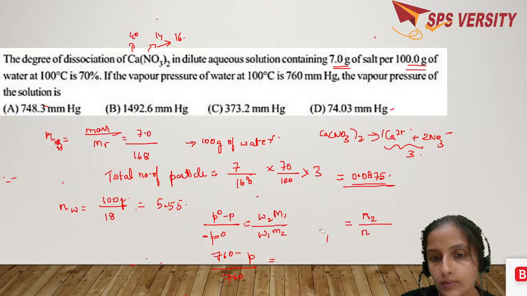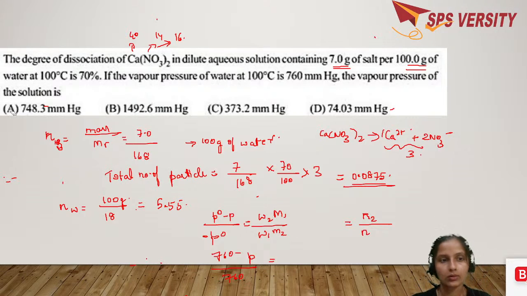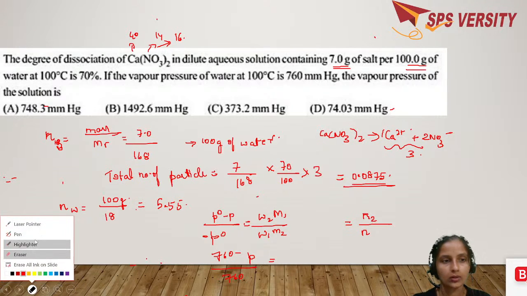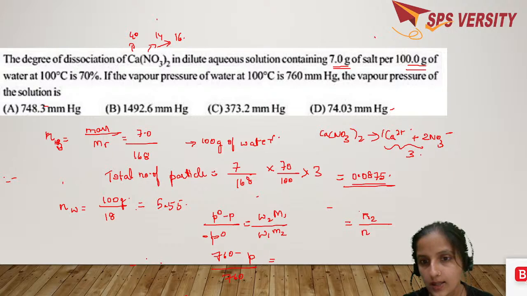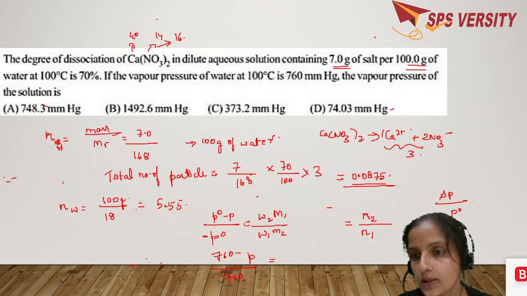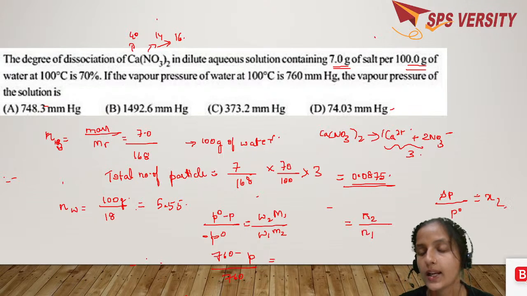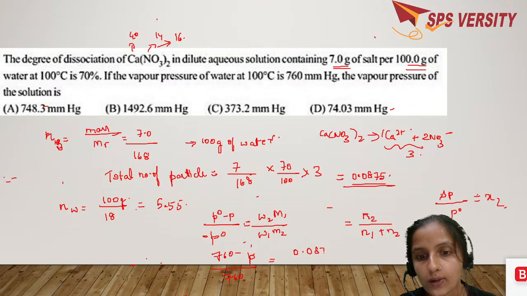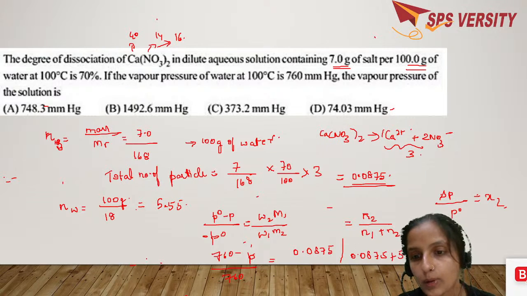The relative lowering of vapor pressure, that's delta P over P naught, is directly proportional to, or is equal to, X2. X2 is nothing but N2 divided by N1 plus N2. If you substitute, N2, the number of moles of solute, that's the number of moles of salt, is 0.0875, divided by 0.0875 plus the number of moles of water, that's 5.5.